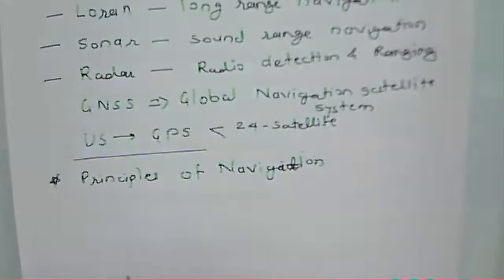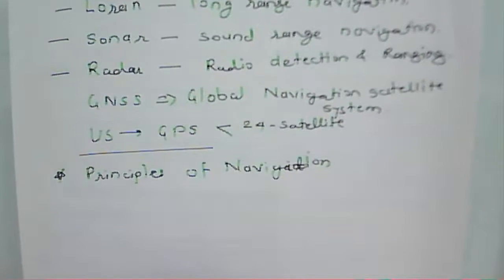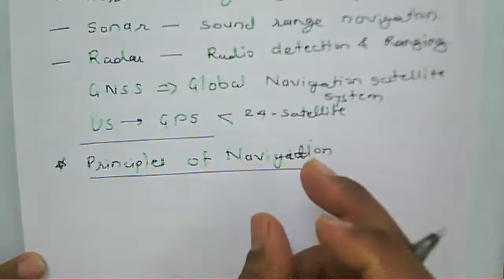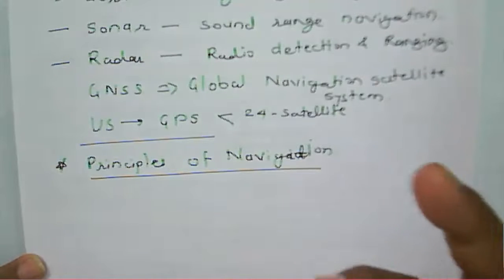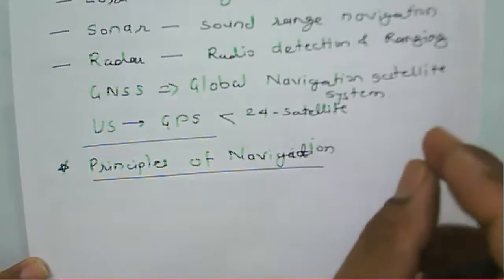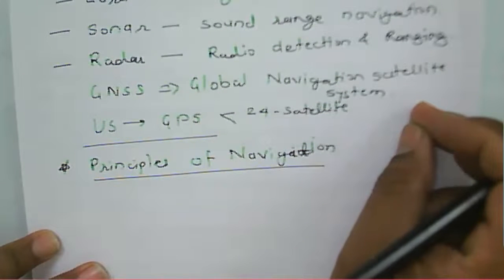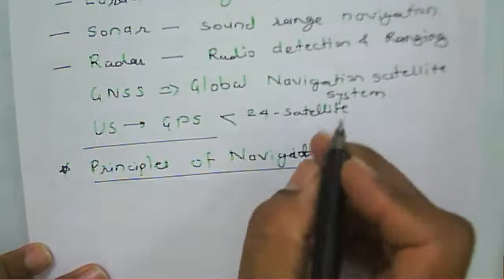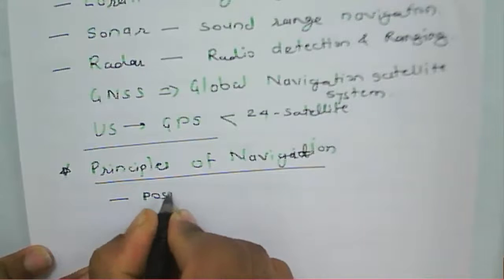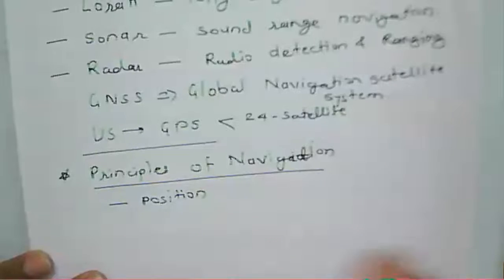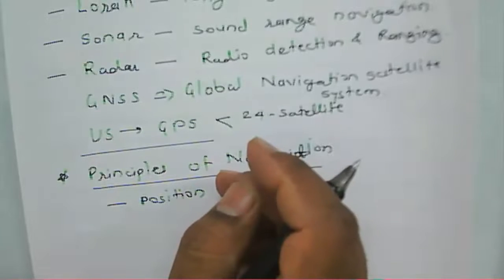Okay, the principle of a navigation system. We will learn that now. Suppose we have one particular object on the earth, and we need to know the position of that object. At any instant of time, we should know what the position is with respect to certain references.